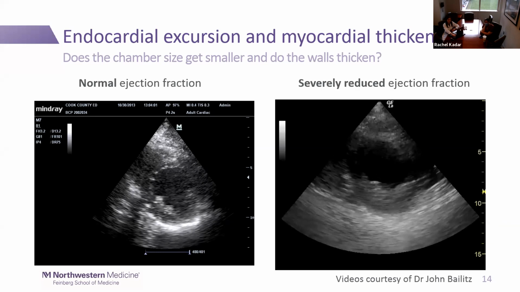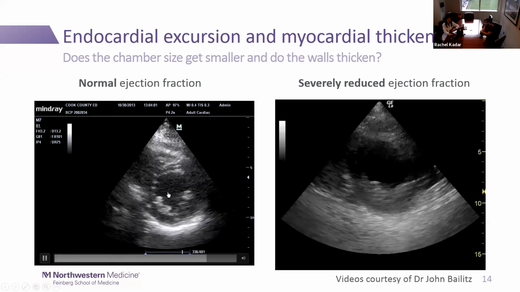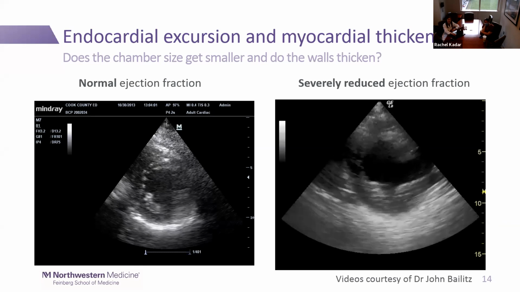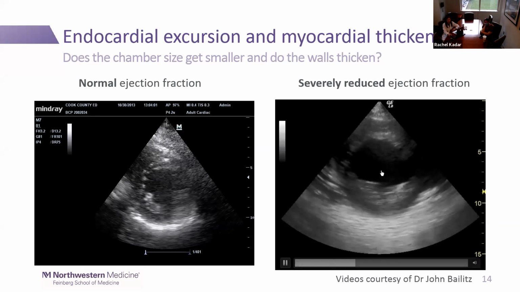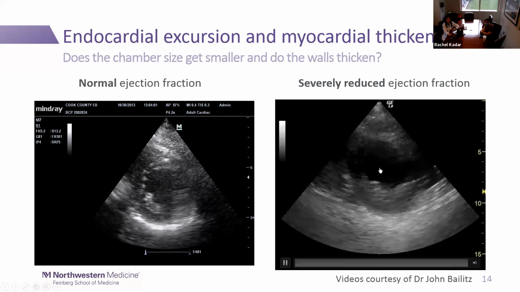So the one on the left is a normal ejection fraction. The one on the right is severely reduced. If you look at the one on the left, I can put my cursor right here in the center. The walls come in towards the center. They're thickening. If you look at the one on the right, they're already very thick. They're certainly not thickening much with contraction, and they're not coming in towards my cursor right here.